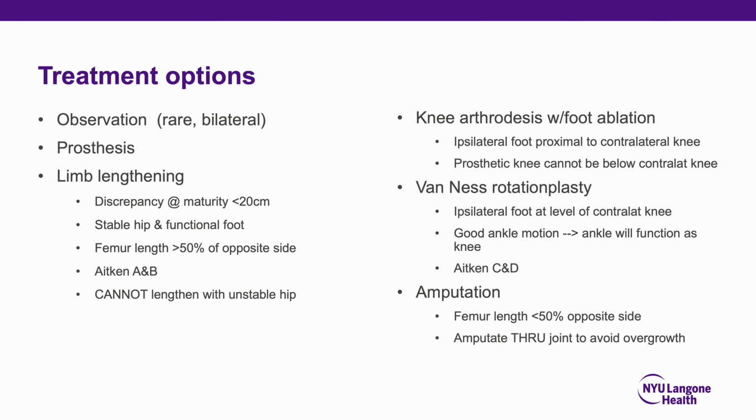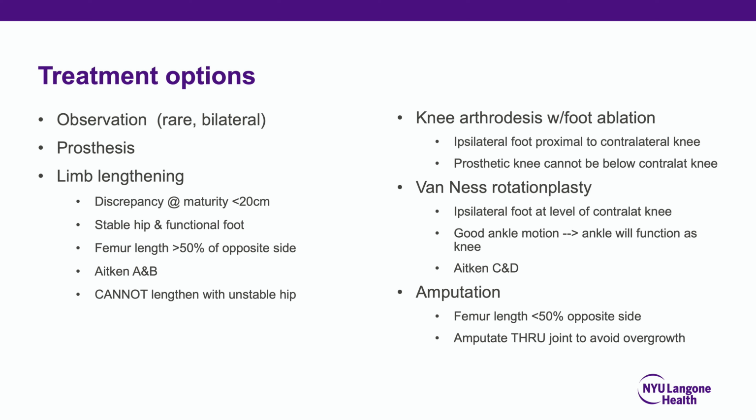Treatment options. Observation is rarely enough unless it's a very mild deformity or if it's bilateral. A prosthesis can be put at the end of the limb without any surgical procedure. This typically is not as well tolerated. One might consider limb lengthening when the discrepancy at maturity is predicted to be under 20 centimeters.